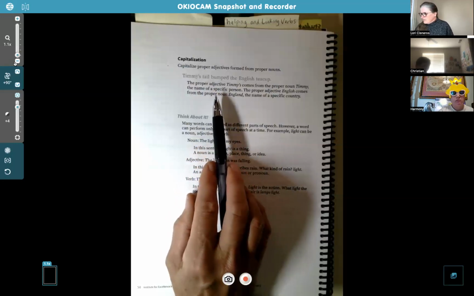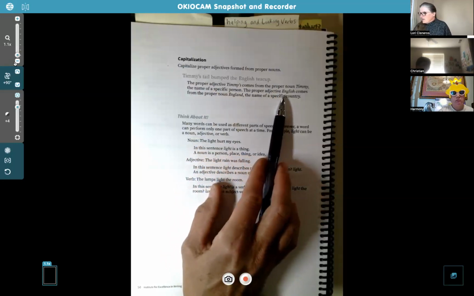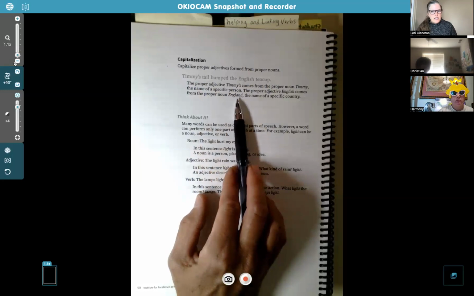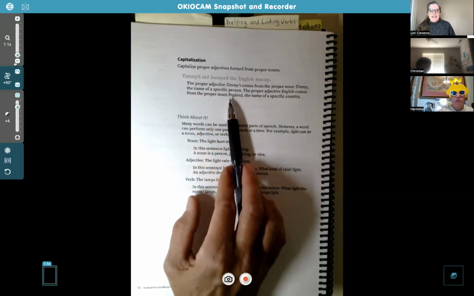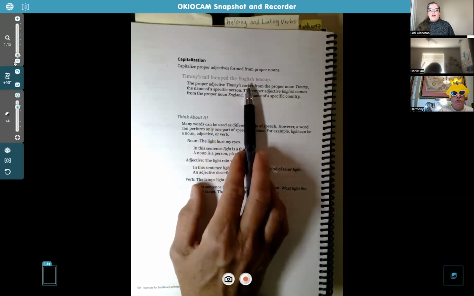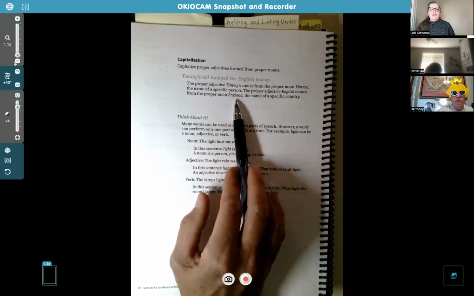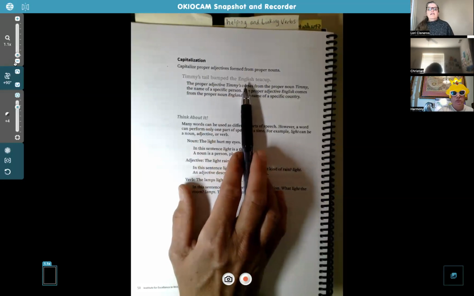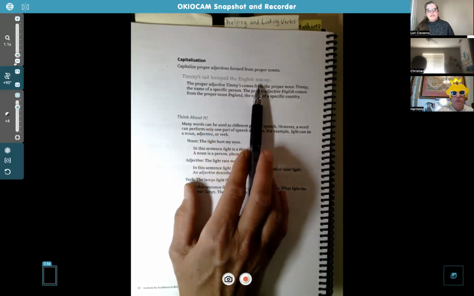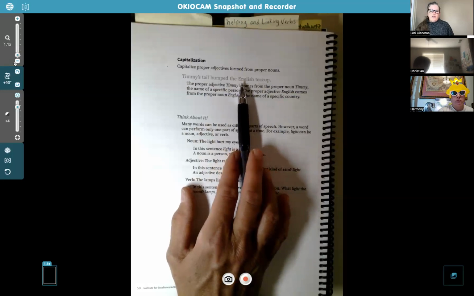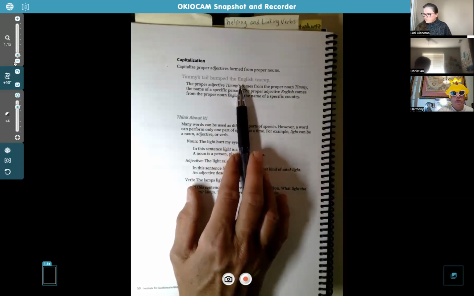Timmy's tail. And then the proper adjective English comes from the proper noun England. That's a country, right? And that's the name of the country. And then the name of those people that live in England, or even the language or from England. If it's from England, it's English. The teacup. So the teacup is from England, so they call it an English teacup. So that has to be capitalized because it's representing a country.